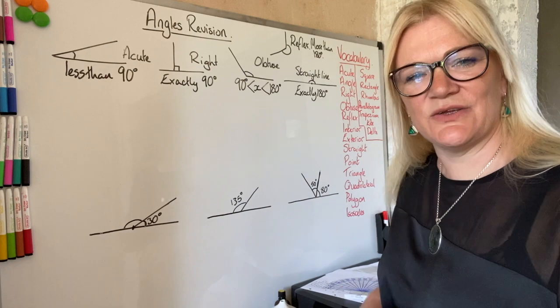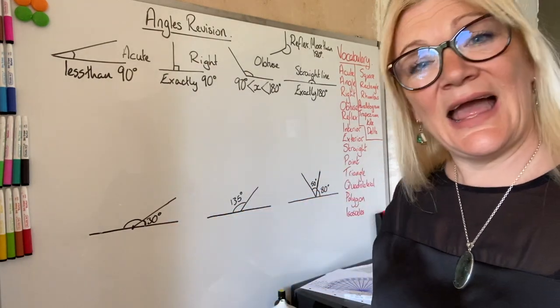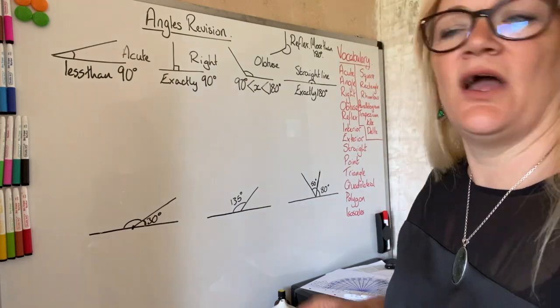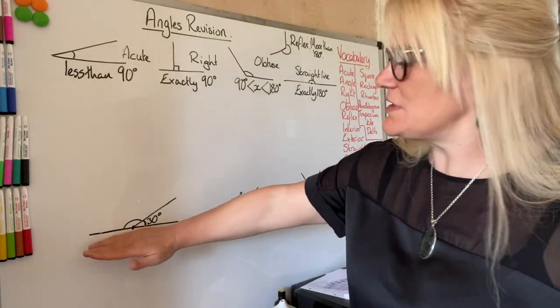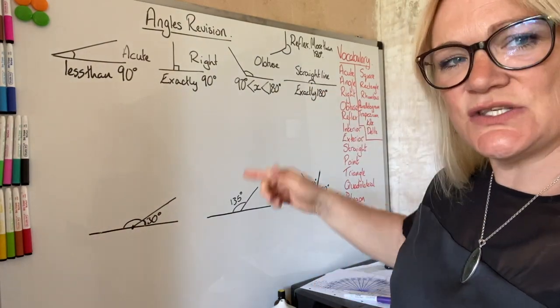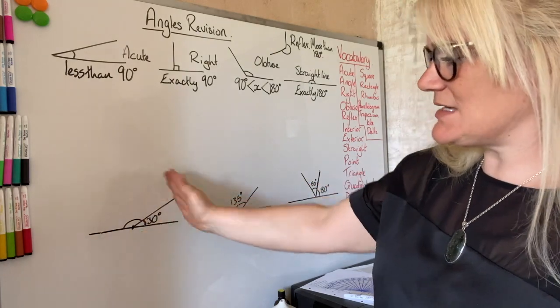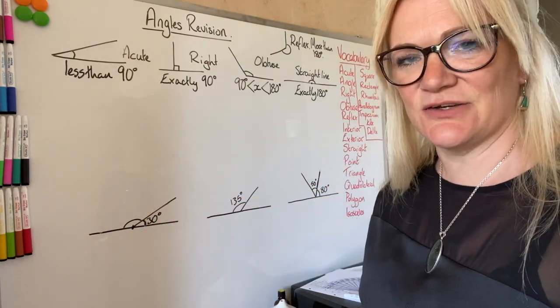The next thing I wanted to show you is about angles on a straight line. So angles on a straight line add to 180 degrees. And we know that because the straight line is exactly 180. So everything we have that goes all the way around to it must add up to make that 180 degrees.